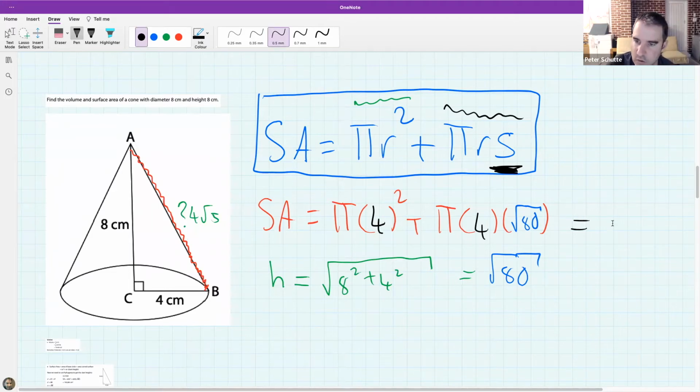And you should get 162.66 centimeters squared. If you had it in terms of pi, that is also fine. It just depends on what the question is. Okay, so the good news is they give you these formulas in the exam.